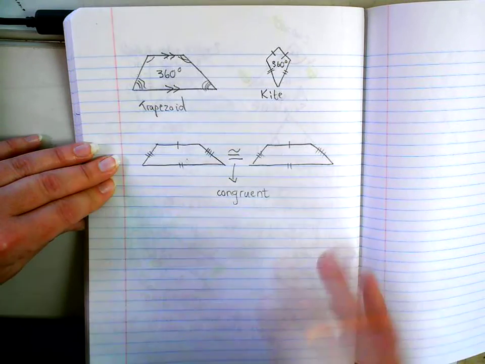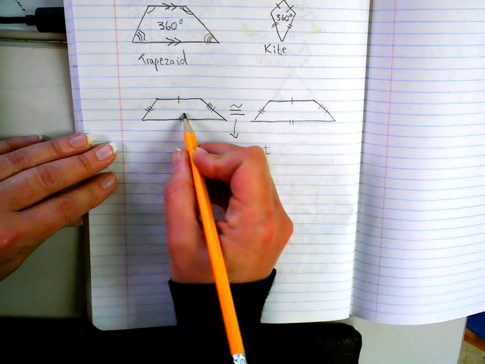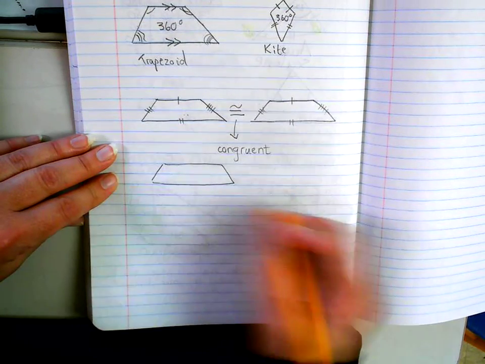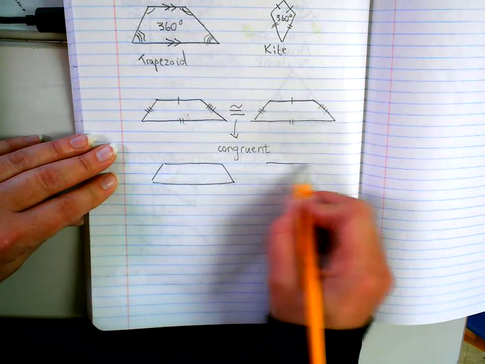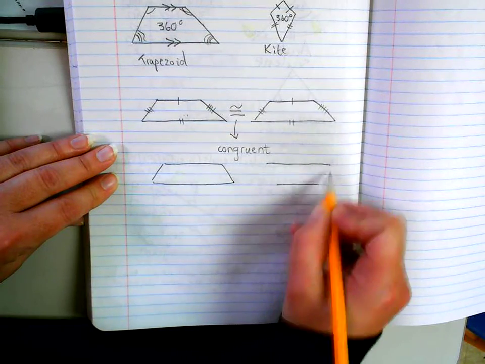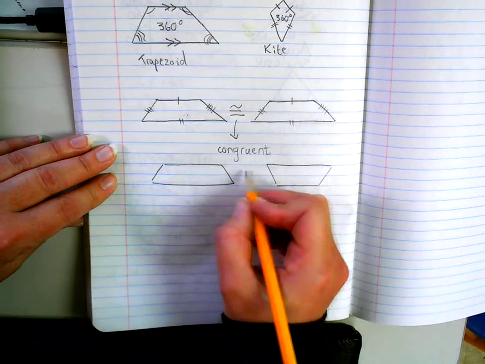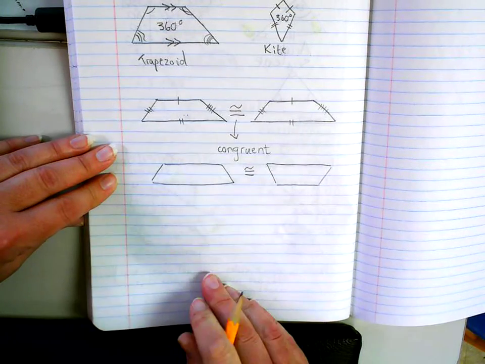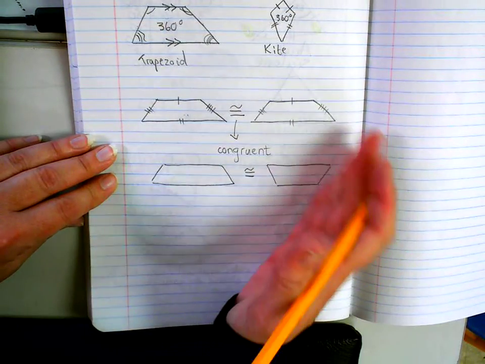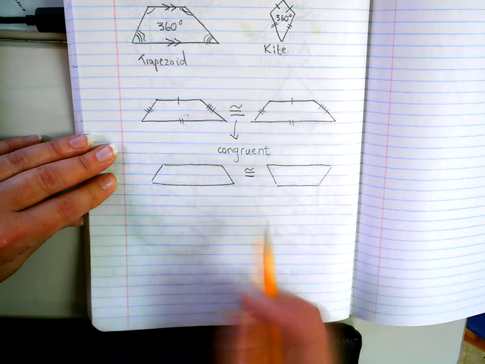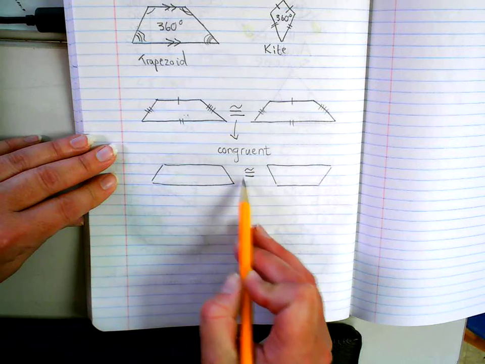Now, here's a question. Can I take this one and turn it upside down? Sure I can. It's still congruent no matter how I turn it. I can turn it at an angle, I can turn it all the way around, but the fact is that they are still congruent.